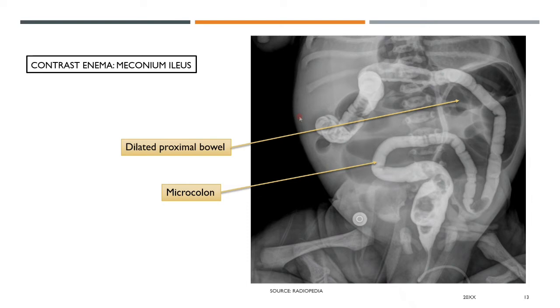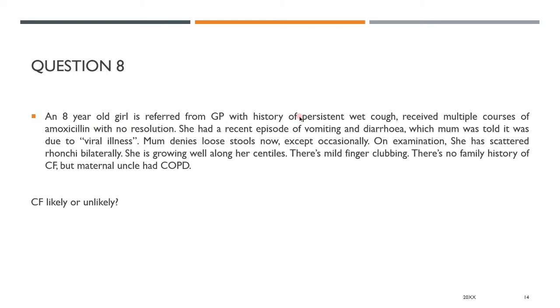Question 8, and this is sort of to go into another presentation of cystic fibrosis in pediatrics. An 8-year-old girl is referred from the GP with a history of persistent wet cough, having received multiple courses of amoxicillin with no resolution. She had a recent episode of vomiting and diarrhea. Mom was told that it was likely a viral illness. Mom denies loose stools now, except occasionally.